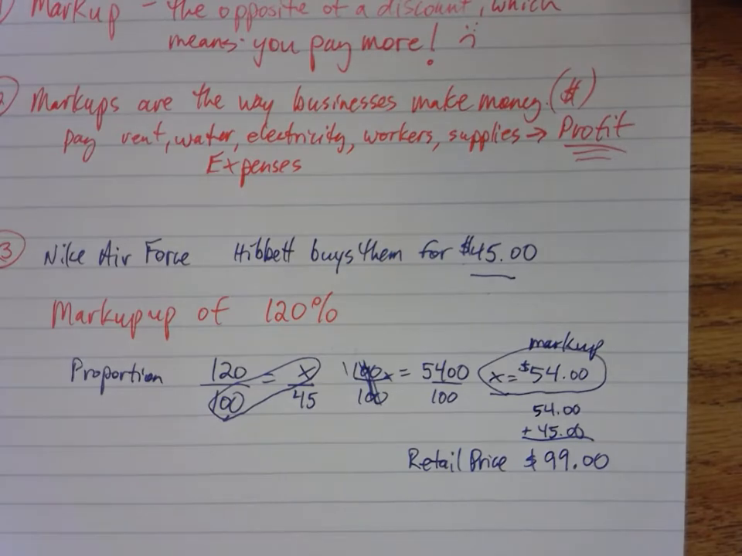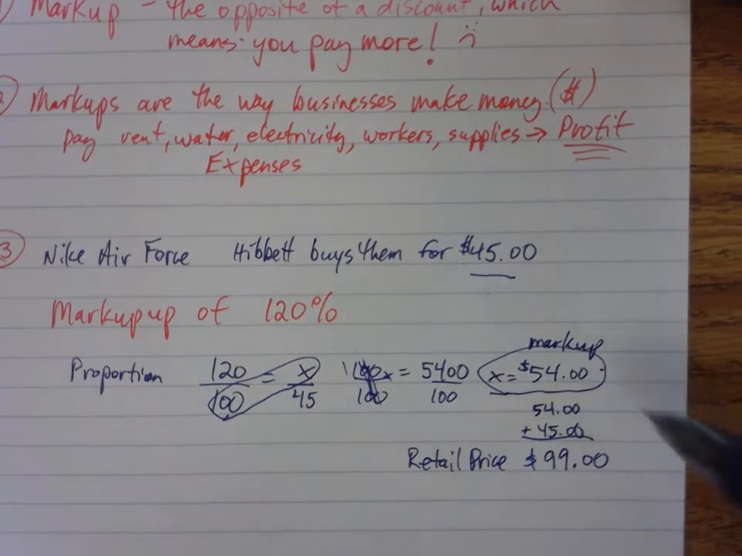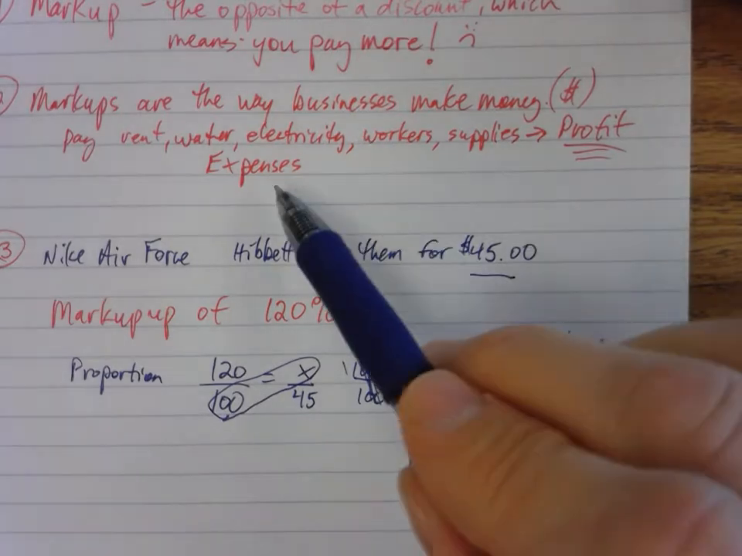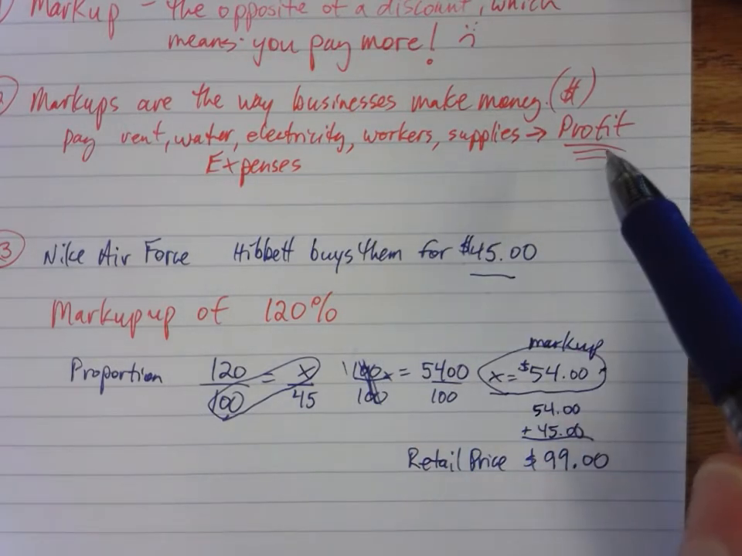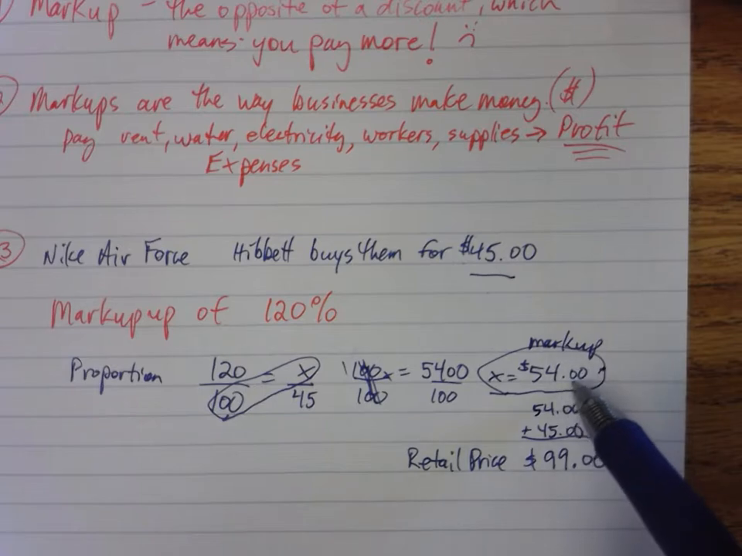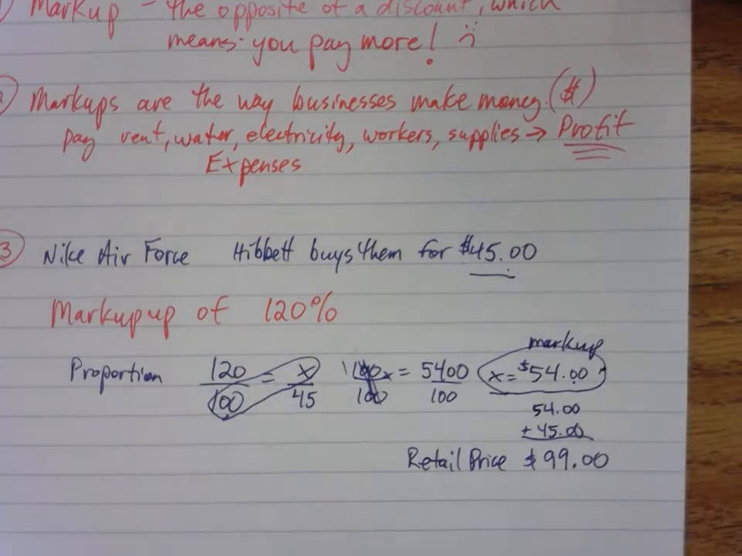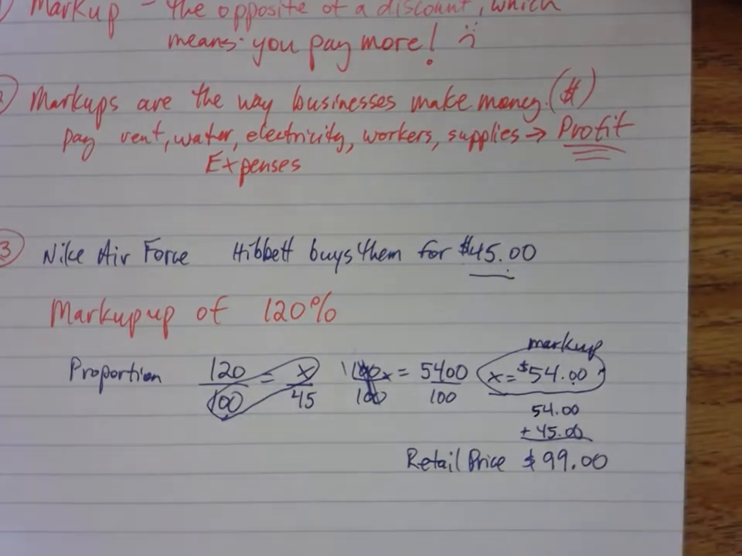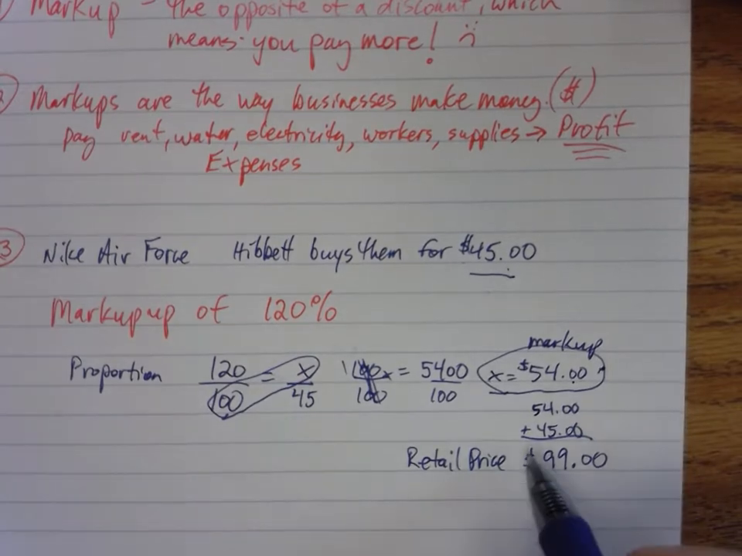So don't get confused and think that the markup is your last answer, okay? That's just how much they're going to raise the price so they can pay their expenses or try to make profit. So they're marking them up $54. You go back up there and add it to the 45. 45 plus 54 gives you 99, okay? So markup 54, retail price 99.